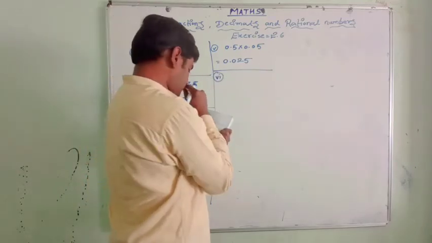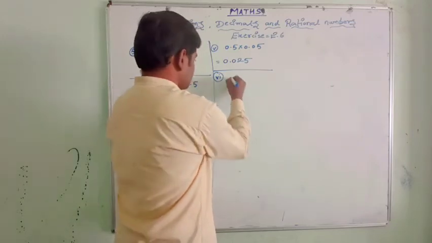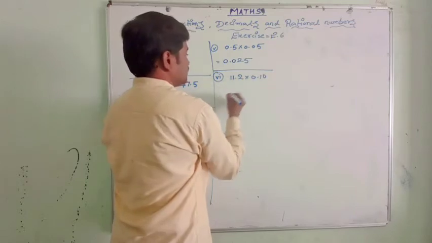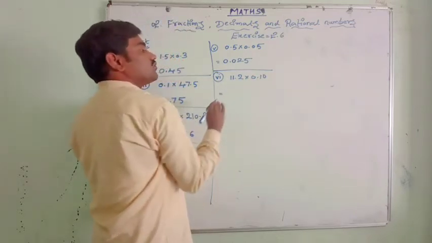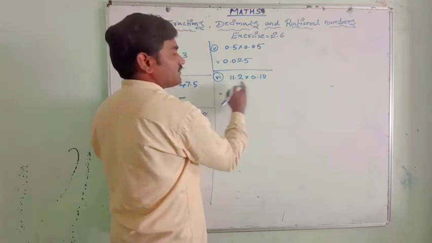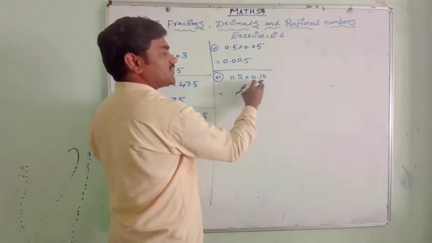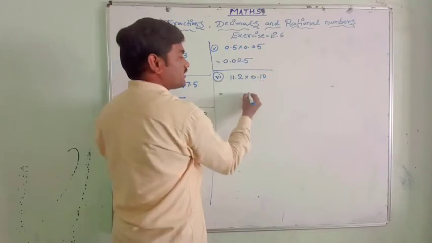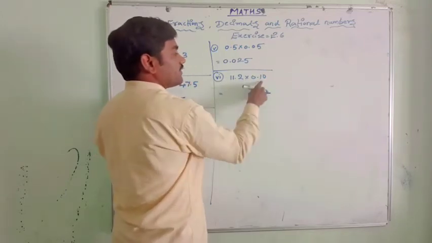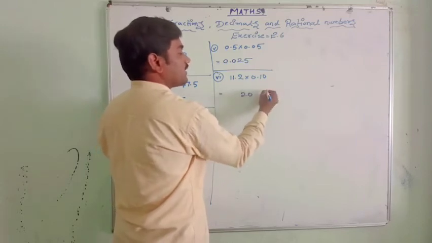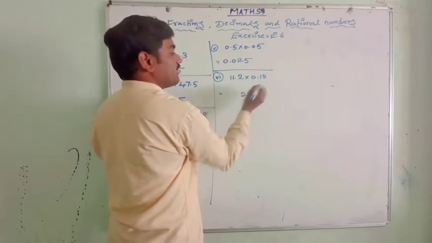Sixth one, 11.2 into 0.10. Yes, 0.10. Nothing but with 10 you need to multiply. With 10, 0.10 is nothing but a 10. You imagine like it is a 10. With 10 we multiply. 10 2s are 20, that is 0, 2 carry. 10 1s are 10 plus 2, 12. 1 carry. 10 1s are 10 plus 1, 11.